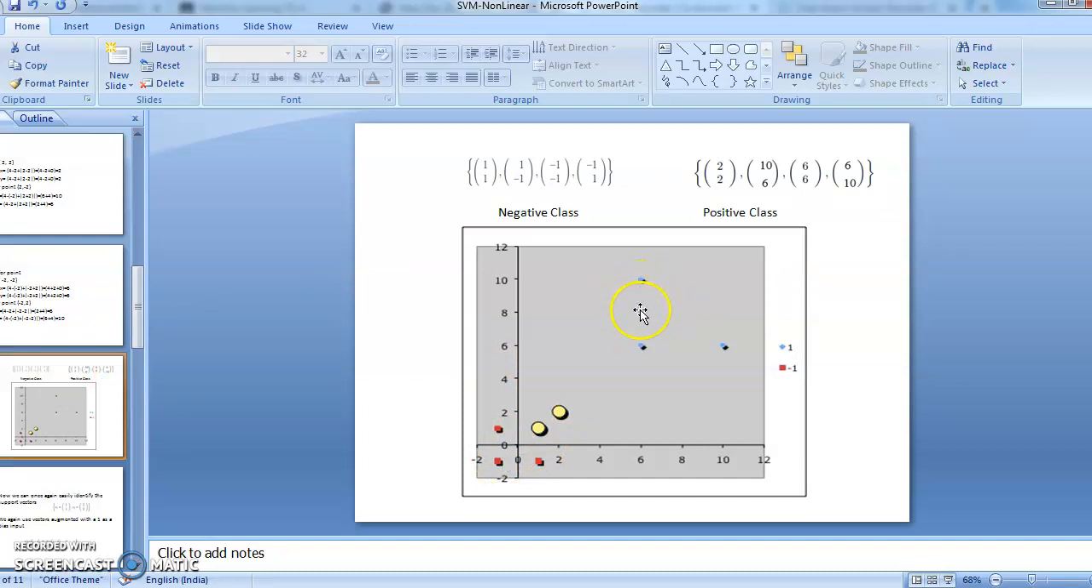As for 10 6 and 6 6, these points are far away from the possible hyperplane, so we cannot consider them as support points. Similarly, the data points 1 minus 1, minus 1 minus 1, minus 1 1 are far away from the proposed hyperplane, which by looking at the diagram it is easy to identify lies in between these two data points. So let's consider the first one from the negative class, that is 1 1, as a support vector, and from the positive class 2 2 as a support vector.